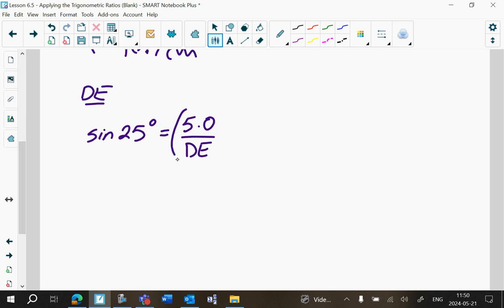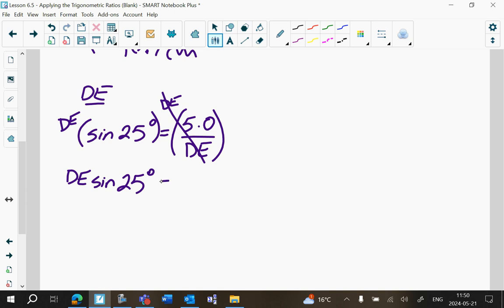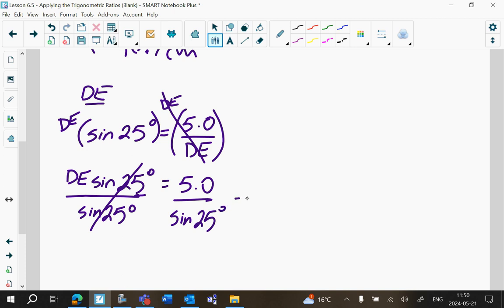Times DE, and then you get DE sine 25 degrees equals 5.0, and then divided by sine 25 degrees. And DE should be approximately 11.8. Get the units. Centimeters. Good. Okay.